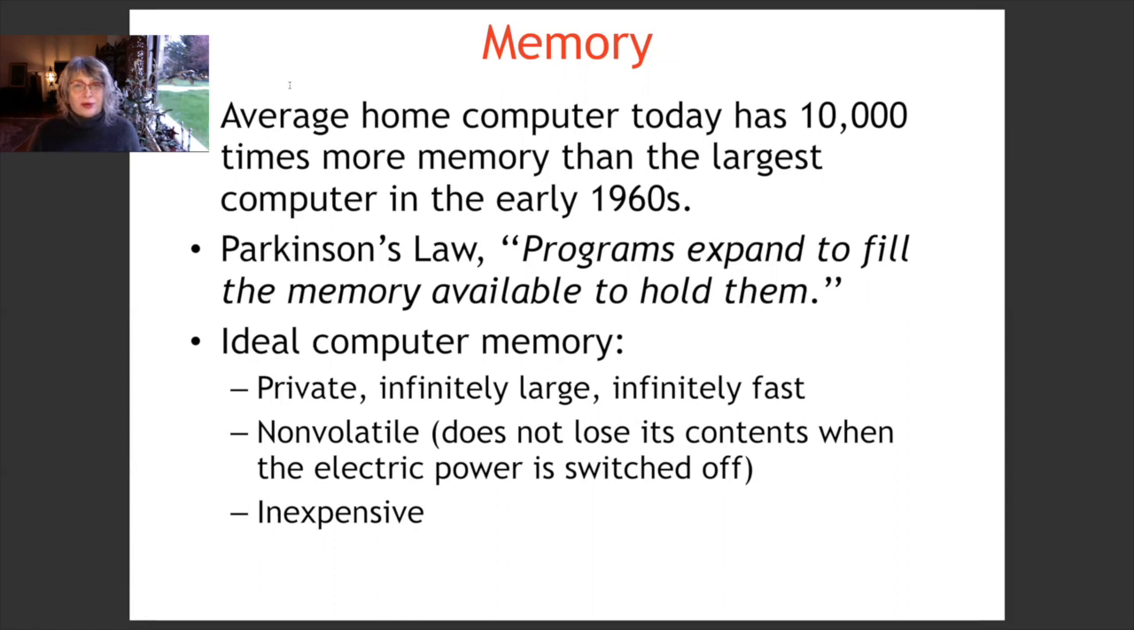The average home computer today has 10,000 times more memory than the largest computer in the early 60s. Parkinson's law says that programs expand to fill the memory available to hold them. An ideal computer memory should be private, infinitely large, infinitely fast, and non-volatile. That means that it does not lose its content when the electric power is switched off, and it also should be inexpensive.